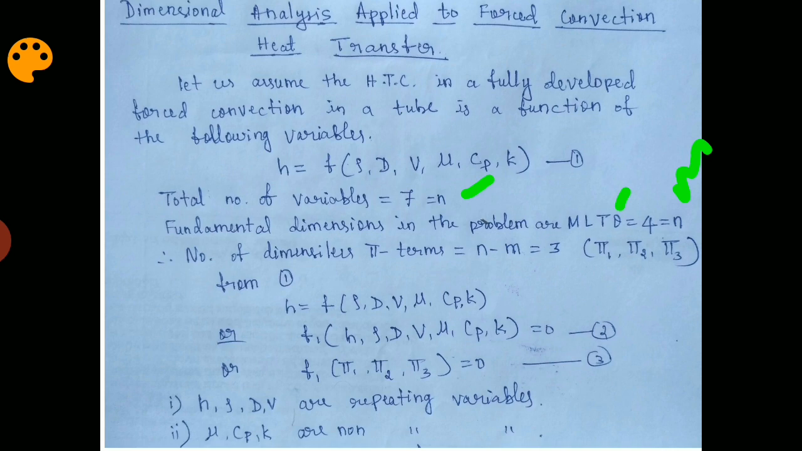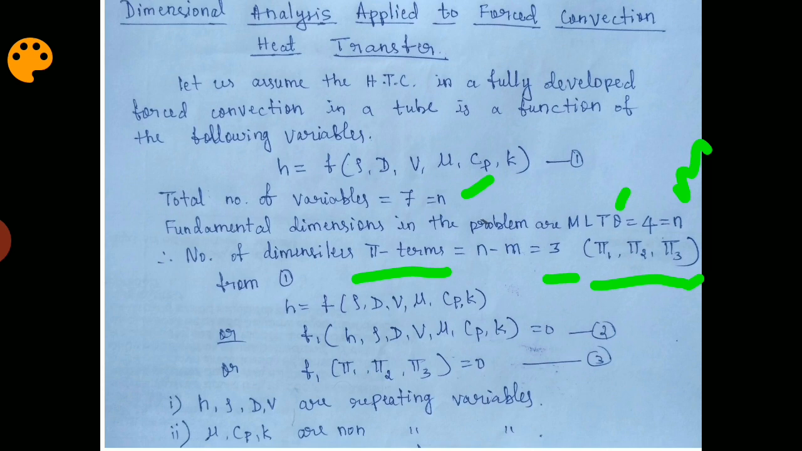So number of dimensionless terms, that is number of pi terms in the problem, will be n minus m. So n is equal to 7, m is equal to 4, we get 3. So totally we get pi 1 term, pi 2 term, pi 3 term. Finally when we rearrange the terms according to the required answer, we will get the relation between the variables in the given problem, or the expression of the variables in the problem. So that is how it can be solved.